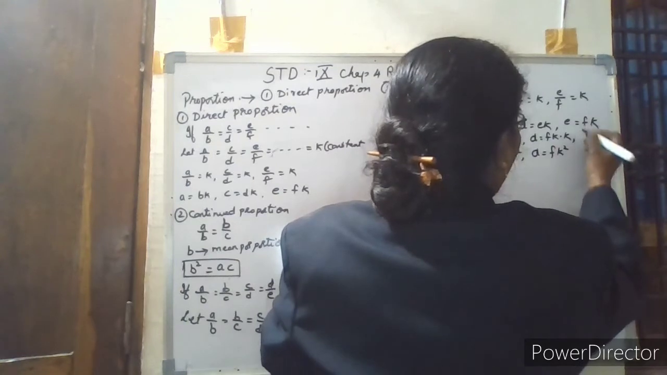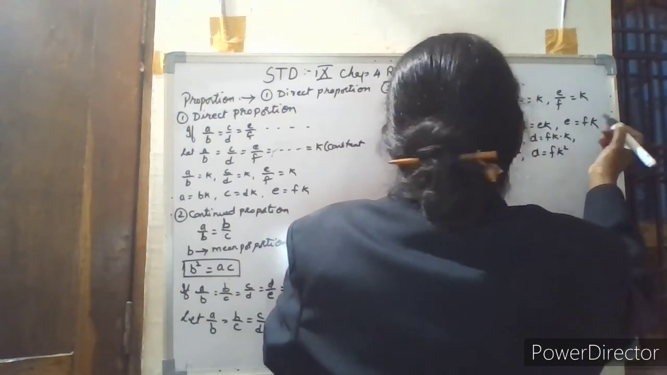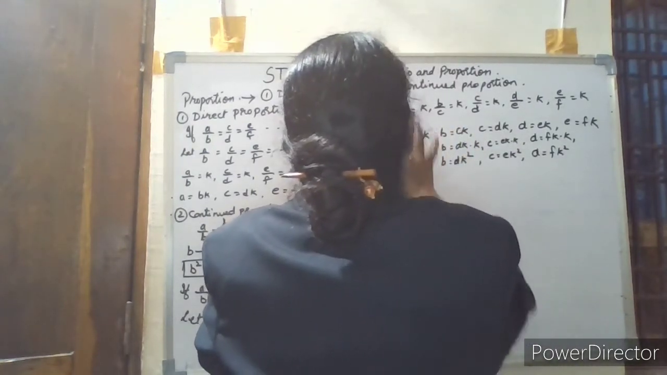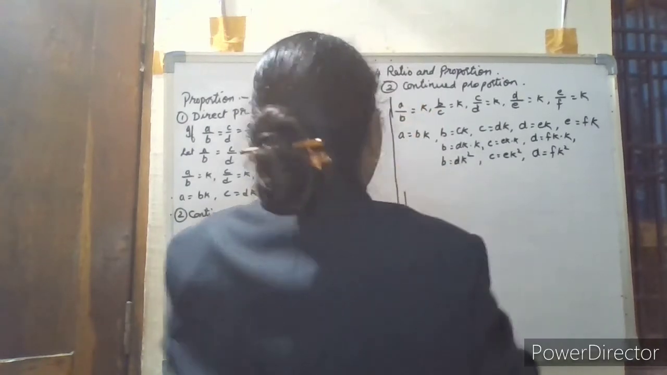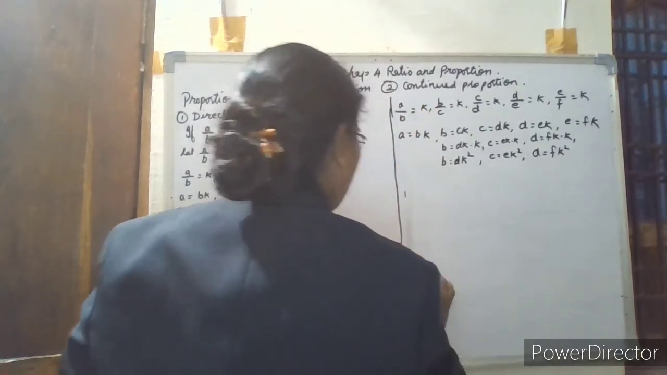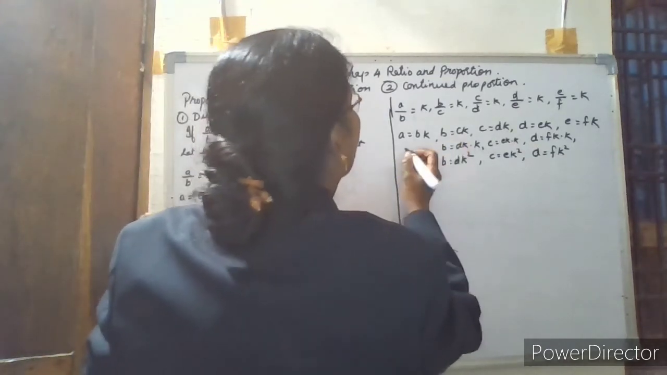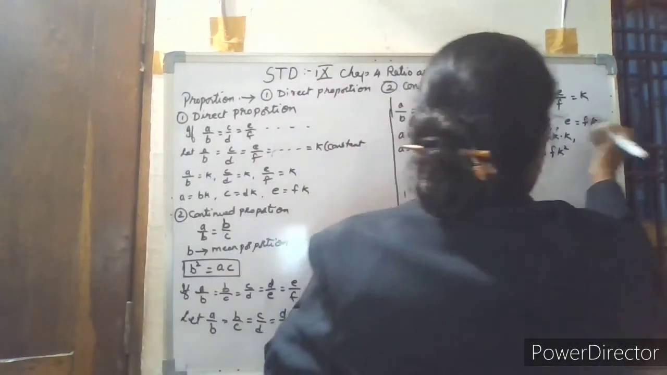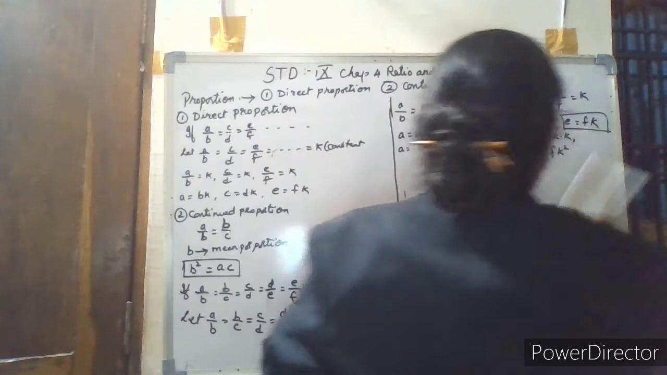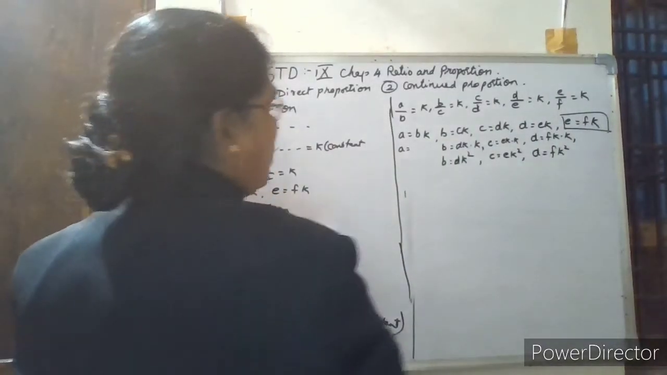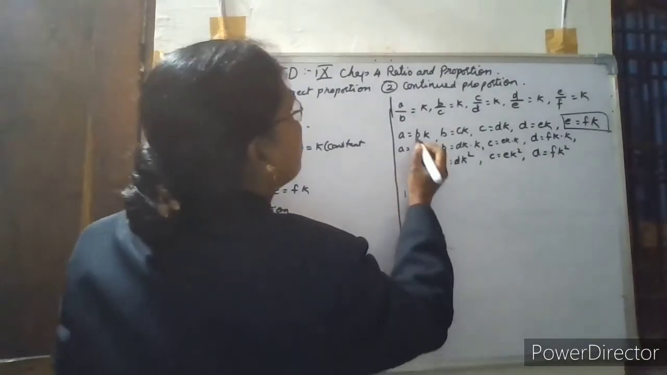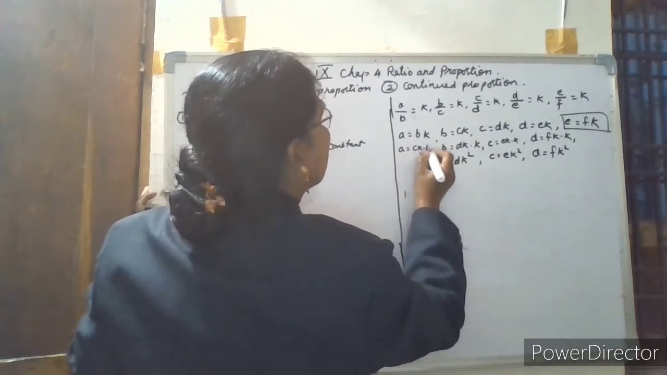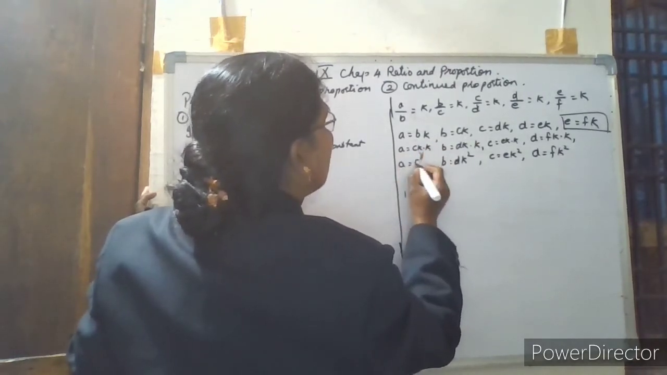Then here the E value will remain. Sorry children, this will remain as it is. Here we cannot substitute any value. So E value is equal to FK, it will remain as it is. A is equal to BK, B value is equal to CK into K. So A is equal to CK square.